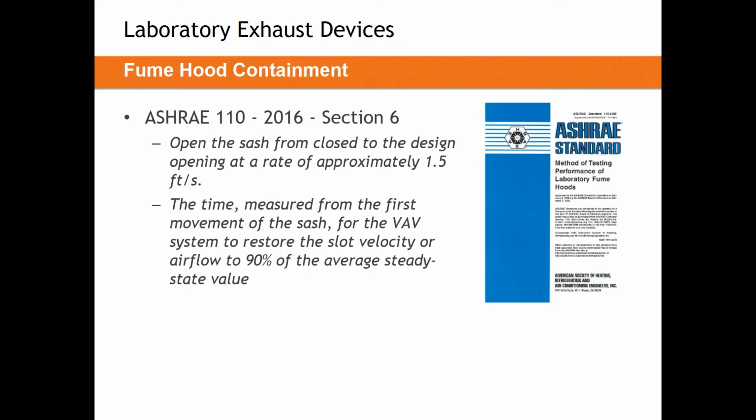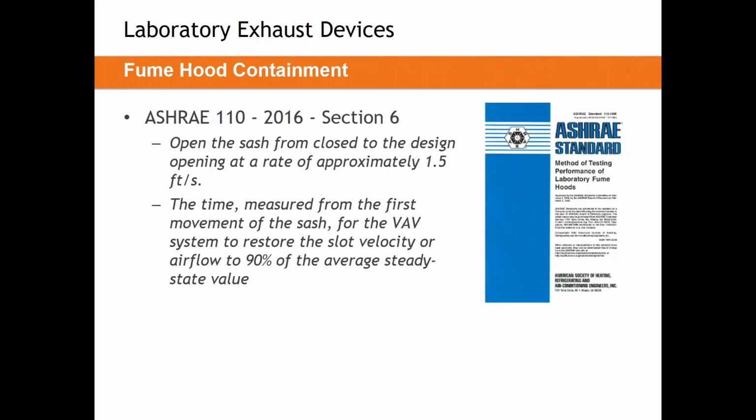ASHRAE 110 provides a little bit more information, however, that's very, very useful. It states that you should open the sash from the closed to design opening at a rate of approximately 1.5 feet per second. In previous versions of this standard, that was 1 to 1.5 feet per second. It's clear cut now and states 1.5 feet per second. So if you have an 18-inch opening, it should take you 1 second to open that fume hood. A nice, clear cut and defined number for how we should open this.